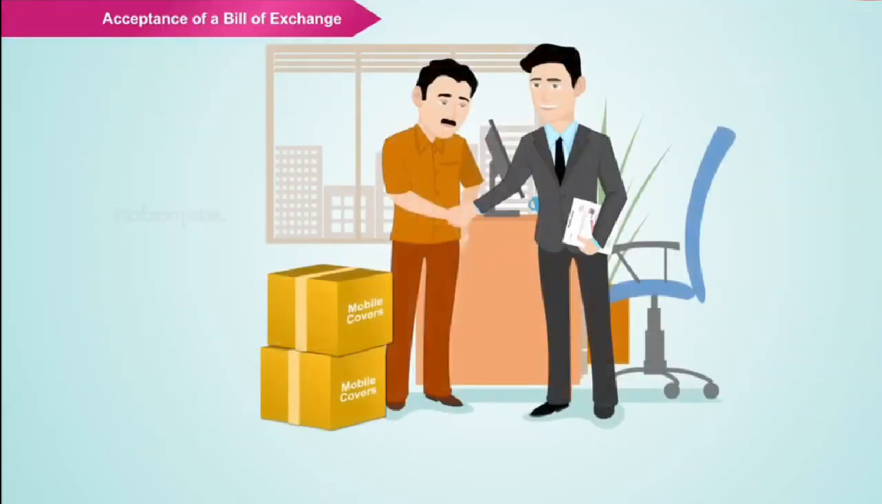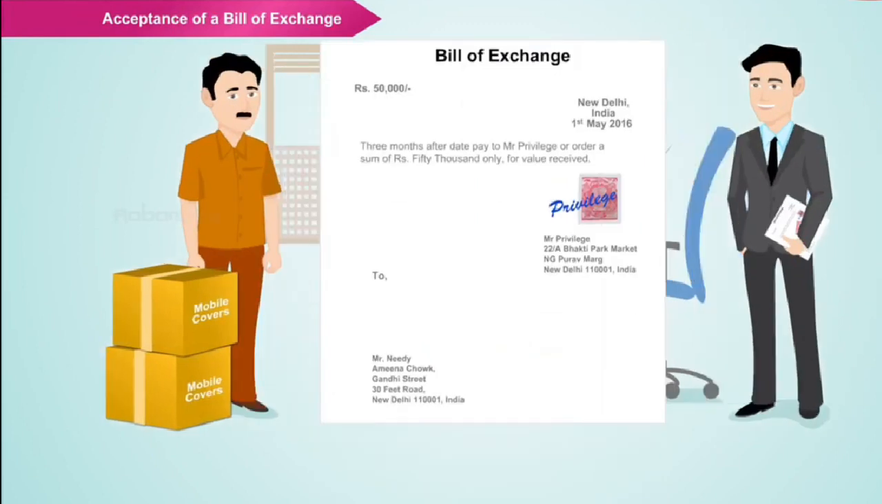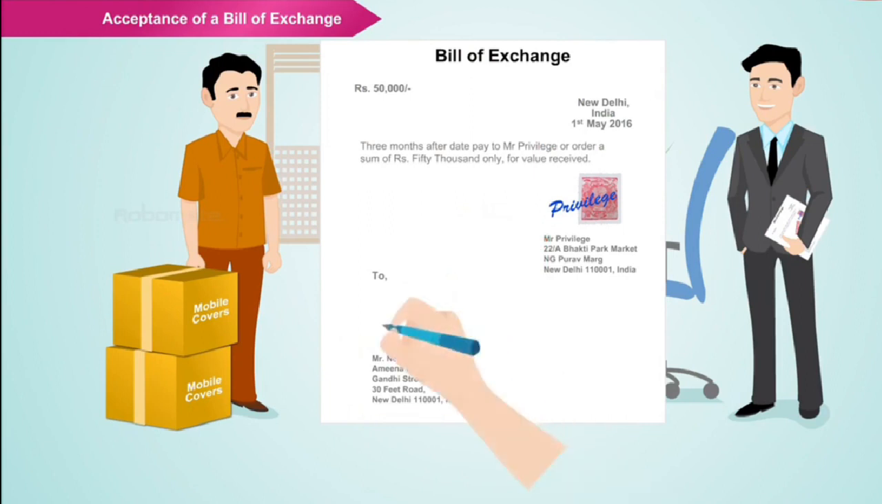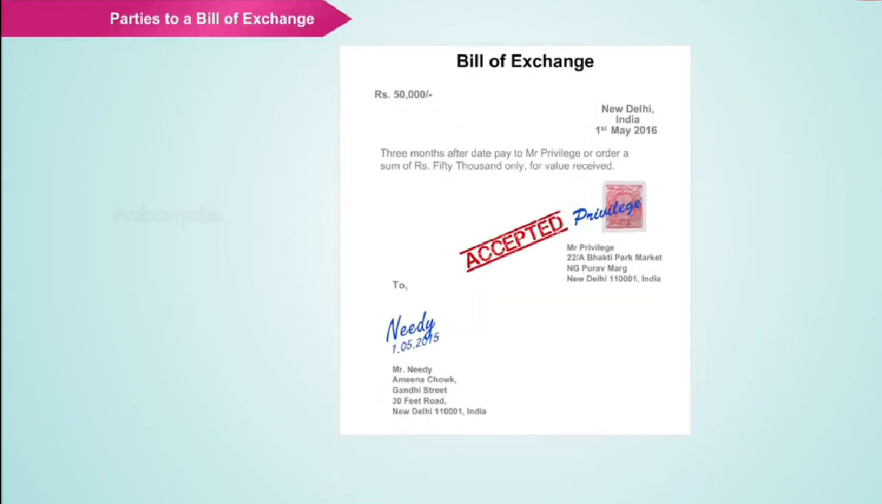Acceptance of bill of exchange. Every bill of exchange must be accepted by the drawee or Mr. Needy, because before the acceptance, a bill has no legal sanctity. A bill is accepted when the drawee signs his name across the face of the bill, together with place and date.